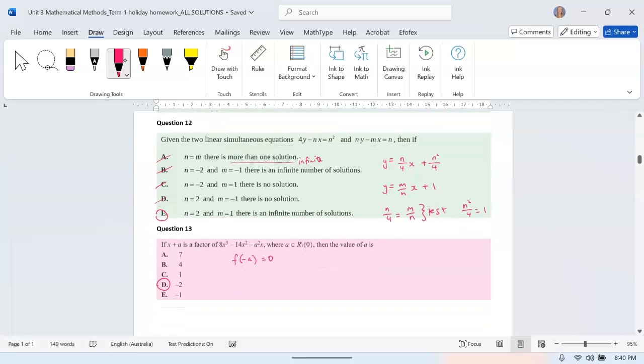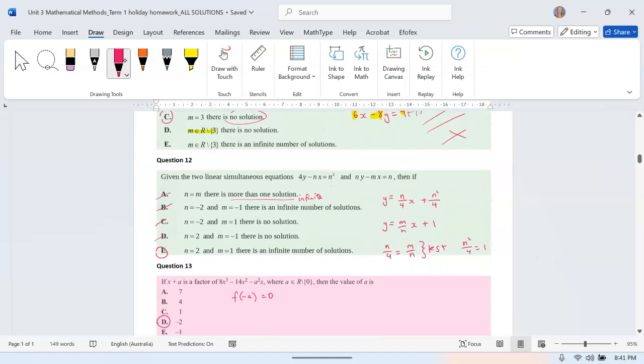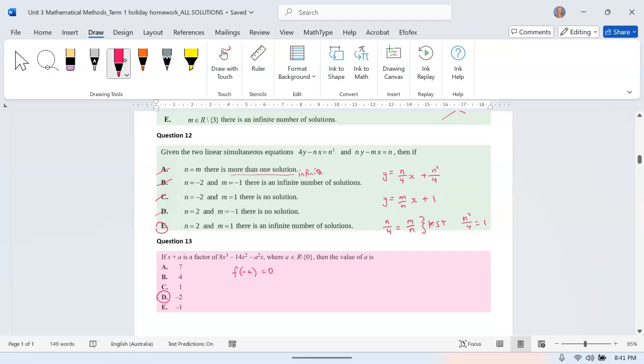All right, question 12. Given the two linear simultaneous equations, and then we've got all these situations. You could substitute in values of n and values of m, but we've got different combinations, so it would take a little bit more time. Here it was either 3 or not 3, so it was quite easy to test. Here we've got n equals -2 or 2, and then m could be -1 or 1. If you got stuck, you could substitute it in like we did the previous one. It would probably just take you a little bit longer.